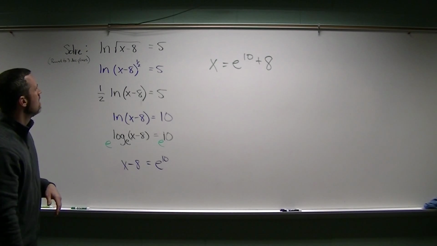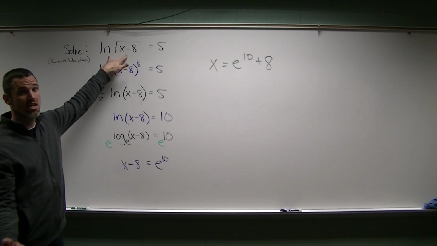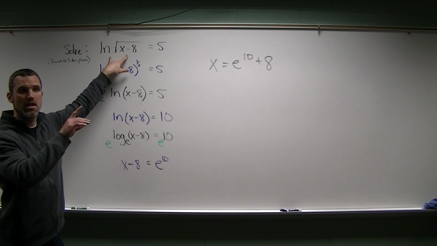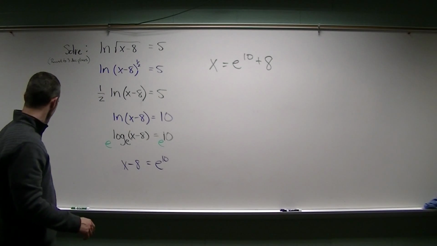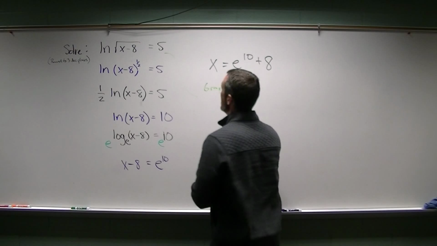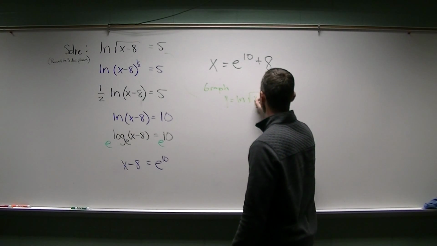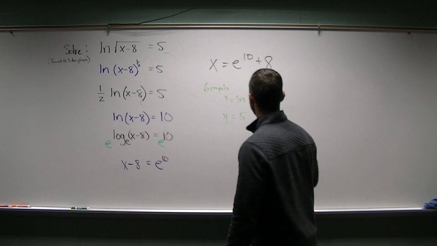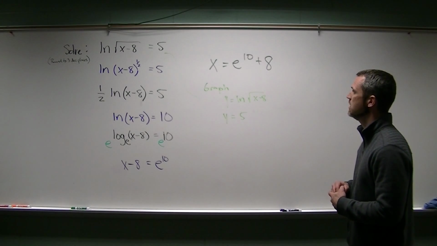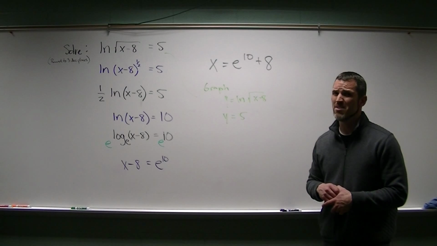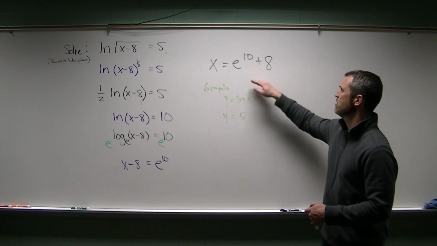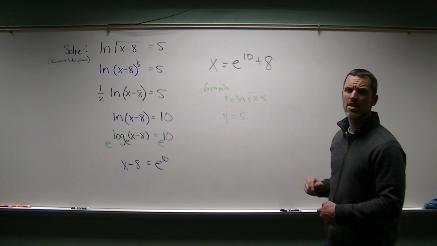Things I want you to keep in mind: we could have solved this original problem in a multitude of ways. For instance, we can solve things analytically, using the equations and manipulating those by hand. I could have typed this equation into my graphing calculator, and then looked to see where it was equal to 5, so I could have typed in the line y equals 5 as a second equation. So if I want to graph it, I could have typed y equals natural log of the square root of x minus 8, and y equals 5, and I could have simply looked for the intersection point between those two.